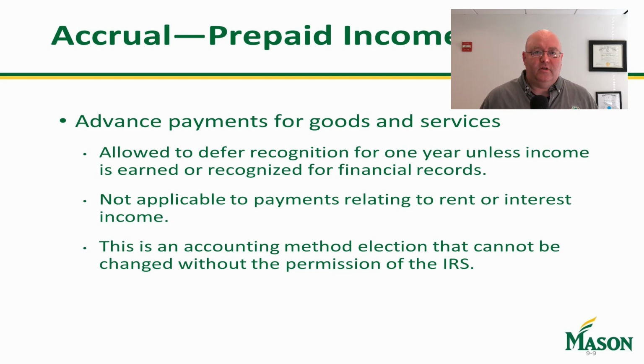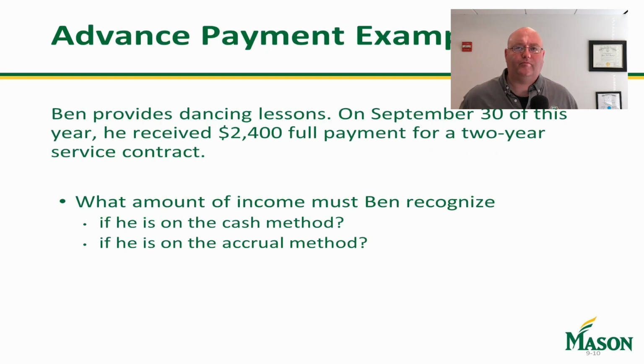Advanced payments for goods and services. Again, you can defer, and that's what I was talking about. If I get $1 million, I'm going to sell something to somebody overseas, and they know that I have to go out and purchase some of that material for them, so they're going to pay me some of my money up front. That's good. That can be deferred, but I can defer it only for a year. Once we get past a year, I can't defer that anymore. Okay. It's not applicable to payments relating to rent or interest. That's true. And this is an accounting method election that cannot be changed without permission of the IRS. That is also true, although I don't know why you'd want to change it.